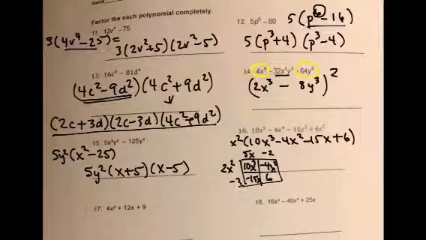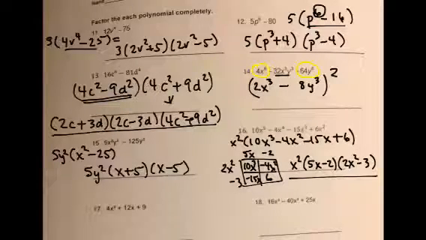And you just check, is negative 3 times negative 2 equal to positive 6? The answer is yes, so you factored it correctly. So the final answer would look like this. x squared times 5x minus 2 times 2x squared minus 3. And that's the final answer.